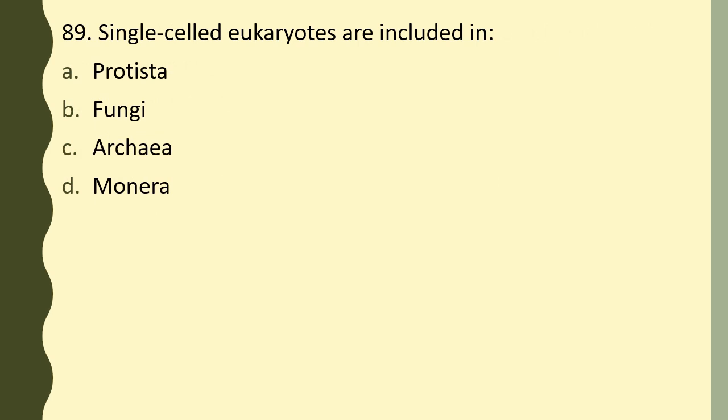Question number 89. Single cell eukaryotes are included in. Eukaryotes are included in Protista, fungus, archaea, monera. Correct answer is option A, Protista.